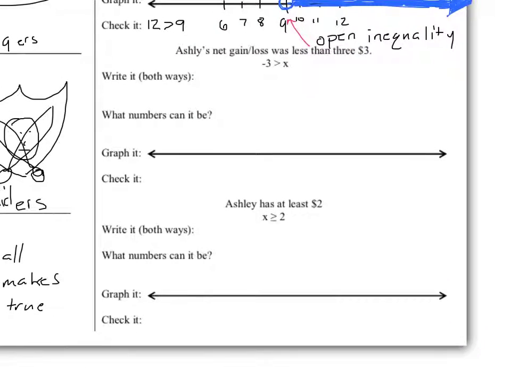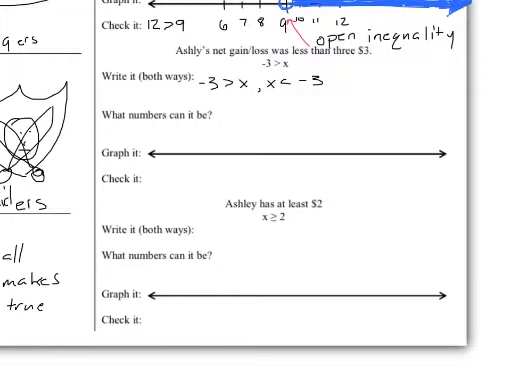It says Ashley's net gain loss was less than 3. So what's the other way I could write this inequality? Jalen. X is less than negative 3. All right, so we have negative 3 is greater than x. That's the original way it was written. And Jalen tells us that x is less than negative 3 is also the other way we could write this inequality and still have the same true statement. So what numbers could it be? What numbers are part of the solution?